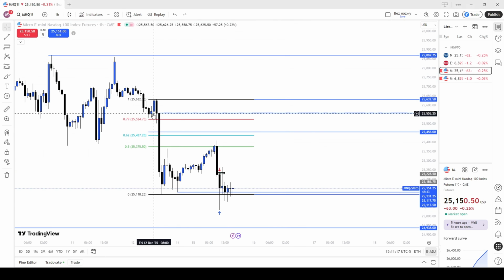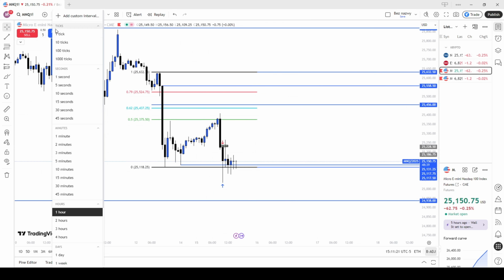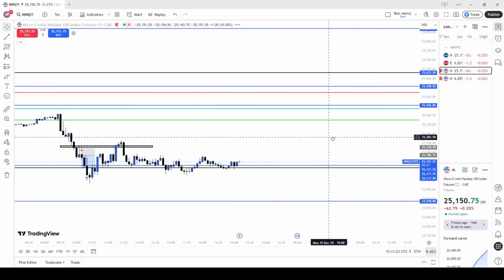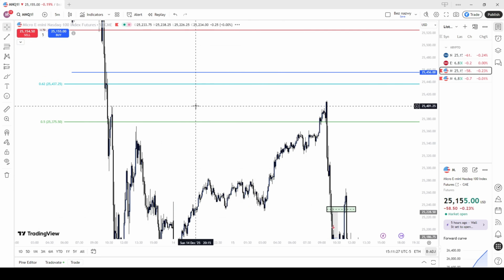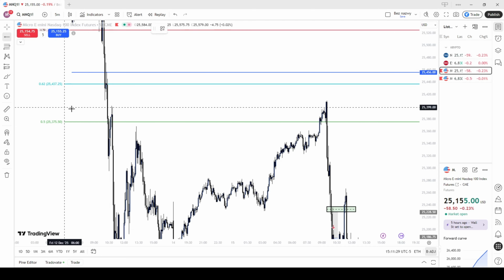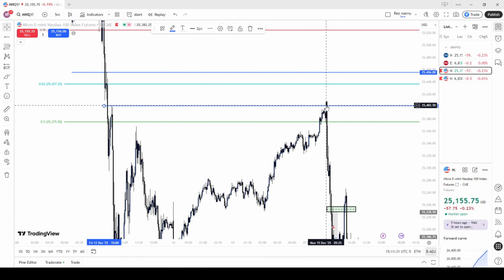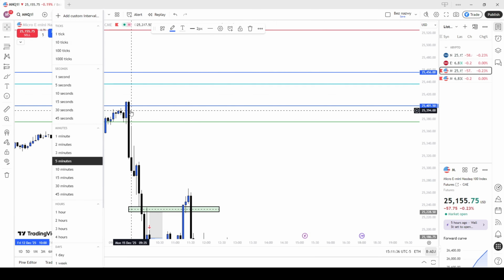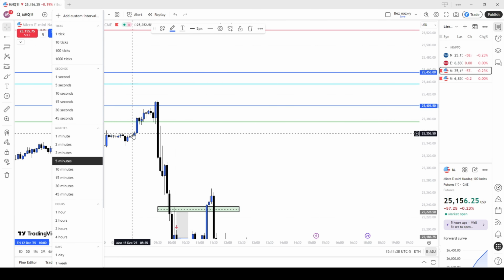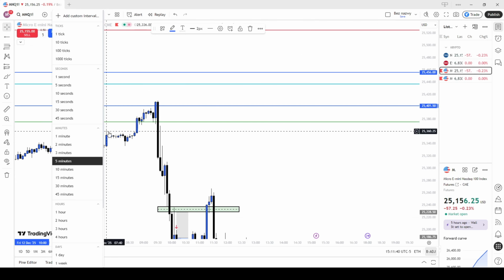On the 1 hour, I marked myself the Fibonacci of this leg. And so what do we do? Scale down to the 5-minute. On the 5-minute, we sweep these highs on market open or right before market open. What do we do on market open? We break structure to the downside, inverse all of these fair value gaps.